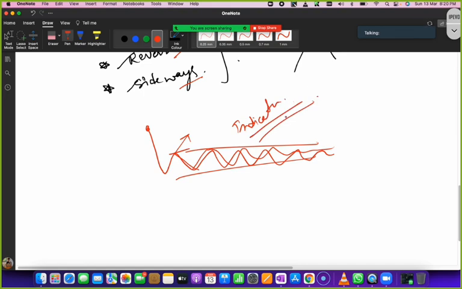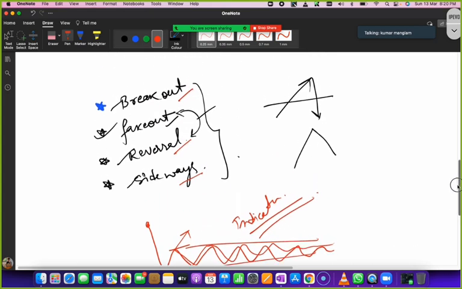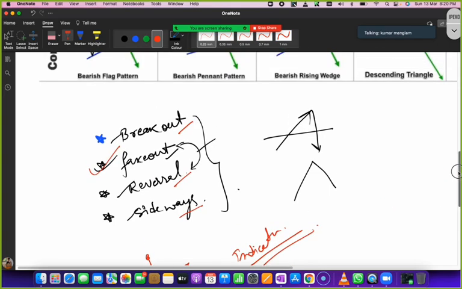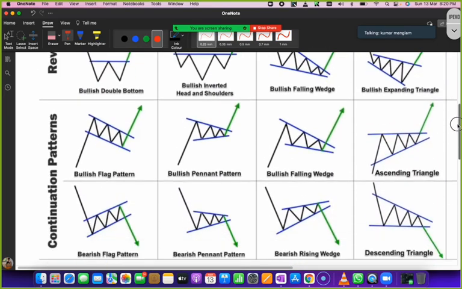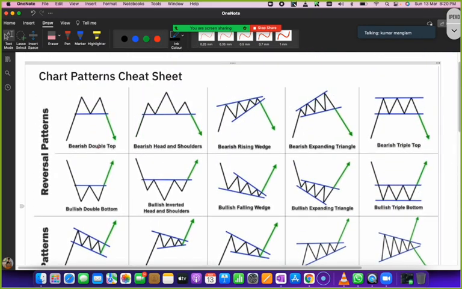Now, I just want you to know that we have three things: breakout, reversal and sideways. And a fourth thing, if you include it, is fakeouts. That is happening most of the time in the market nowadays. So how do we identify this?